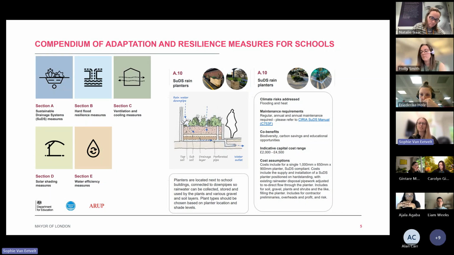examples of SUDs. And in this example, you can see it's got some images of what it might look like. It's got a quite easily accessible sketch of what it involves and a description. And then on the very right side, it has a little bit more information. So what are the climate risks that are addressed? It puts in maintenance and requirements. It talks about co-benefits. It puts an indicative capital cost range, which I think is really helpful. And then it outlines some of those cost assumptions.